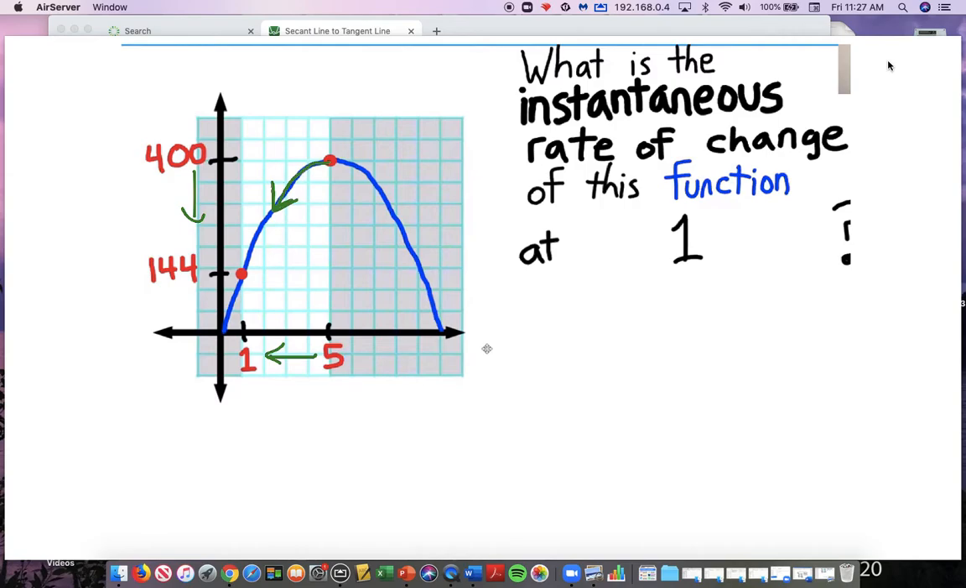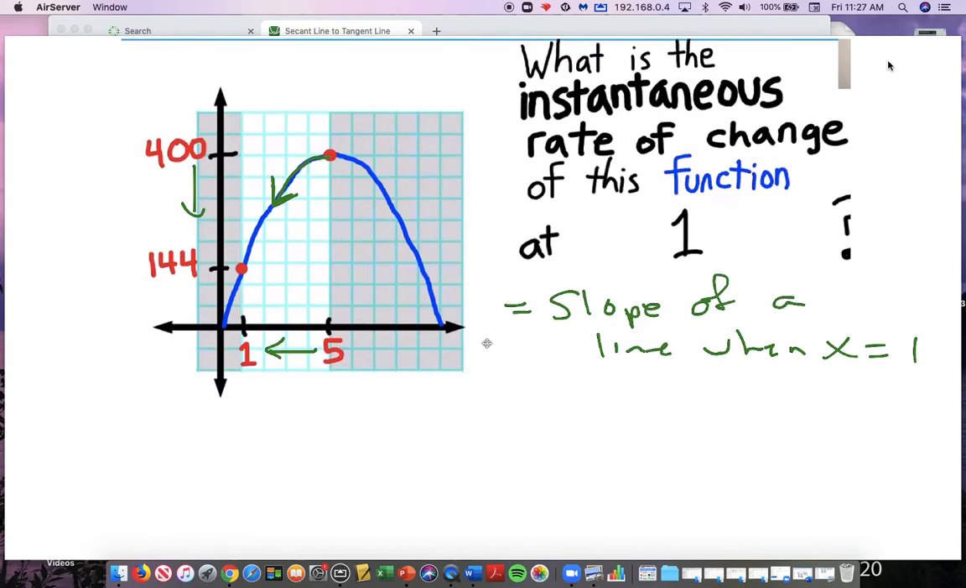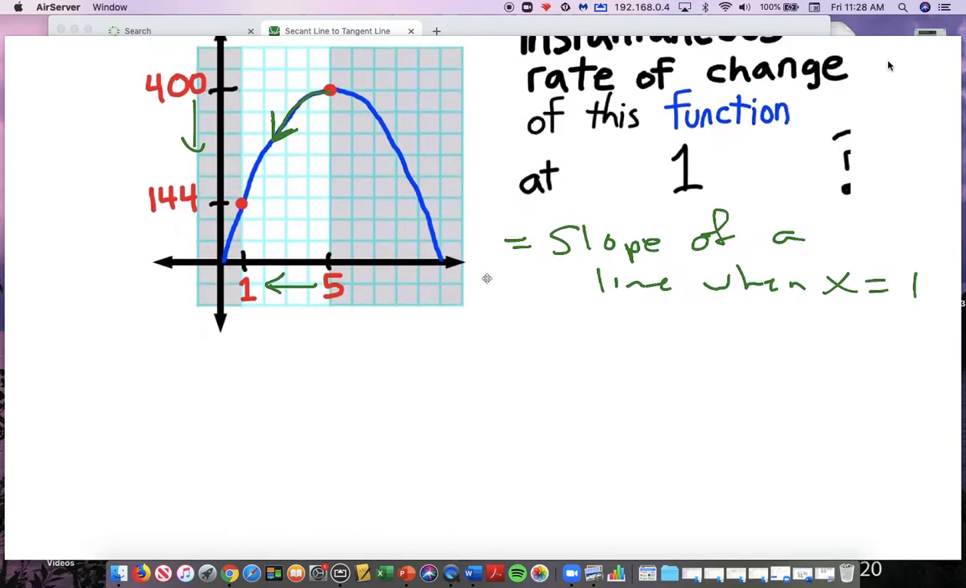So when you think about the instantaneous rate of change at 1, that really refers to the slope of a, I'm trying to think of the best way to say it, but really the slope of a line when x equals 1, and I'll show you what I mean by that. So when you're thinking about the instantaneous rate of change, we're really looking at the slope when x equals 1.